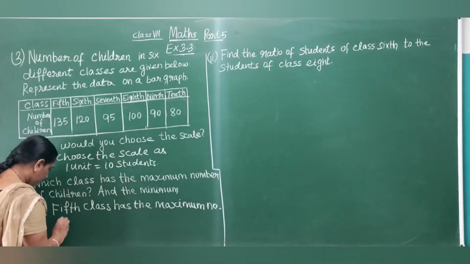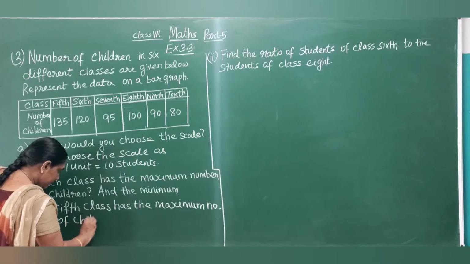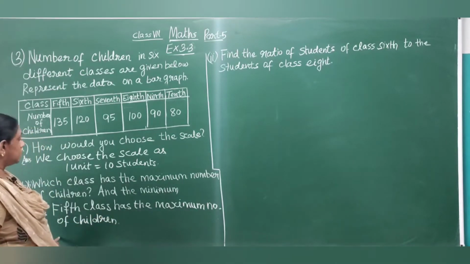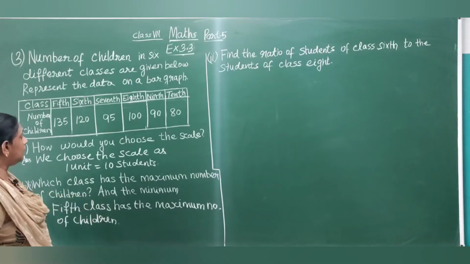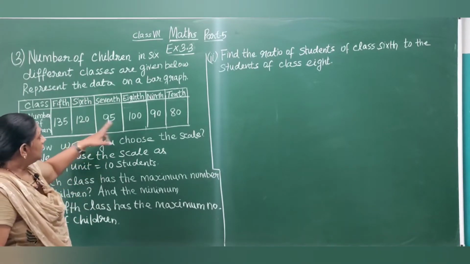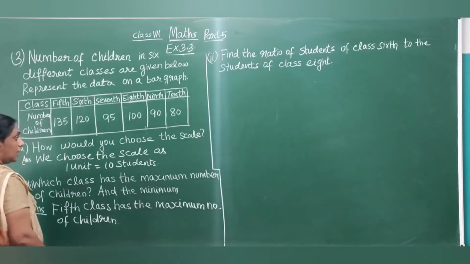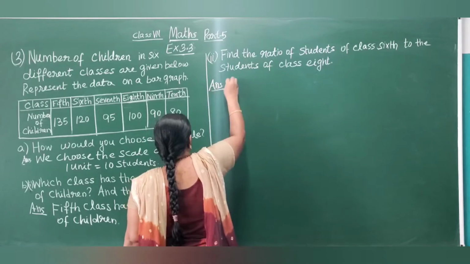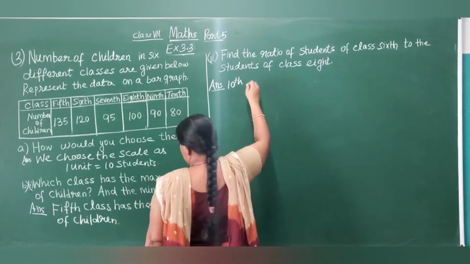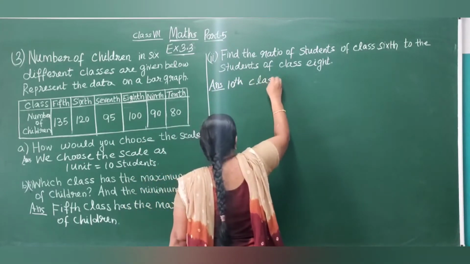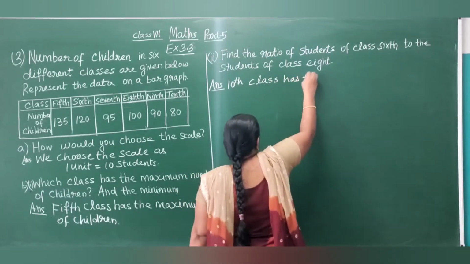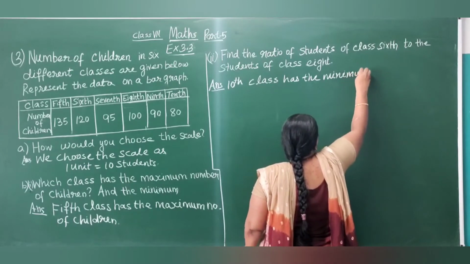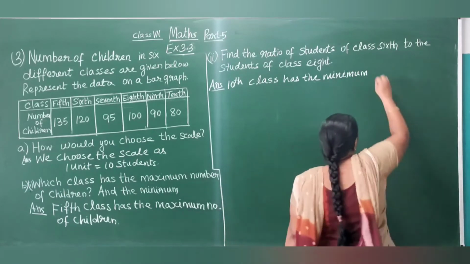Maximum number of children. I'm writing down this second one more class, and the minimum is the 10th one. So 10th class has the minimum number of children.